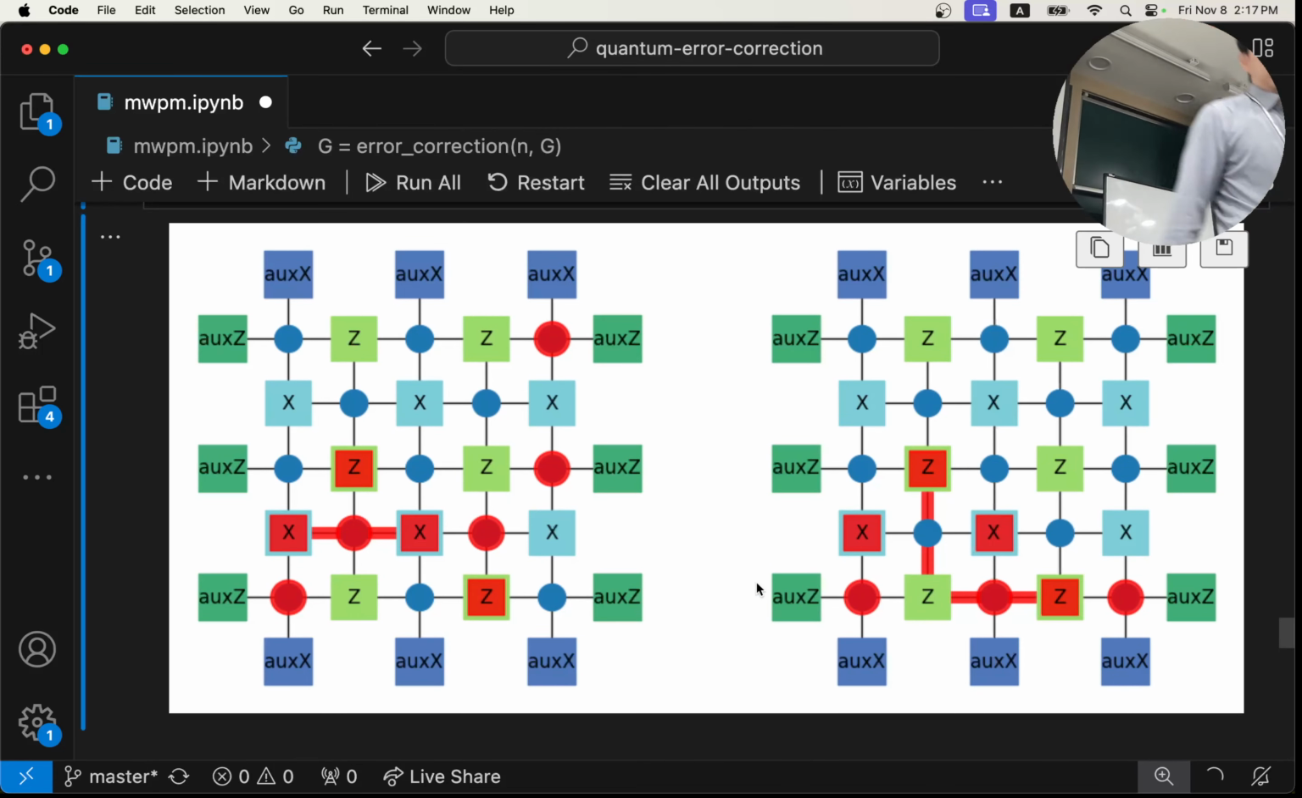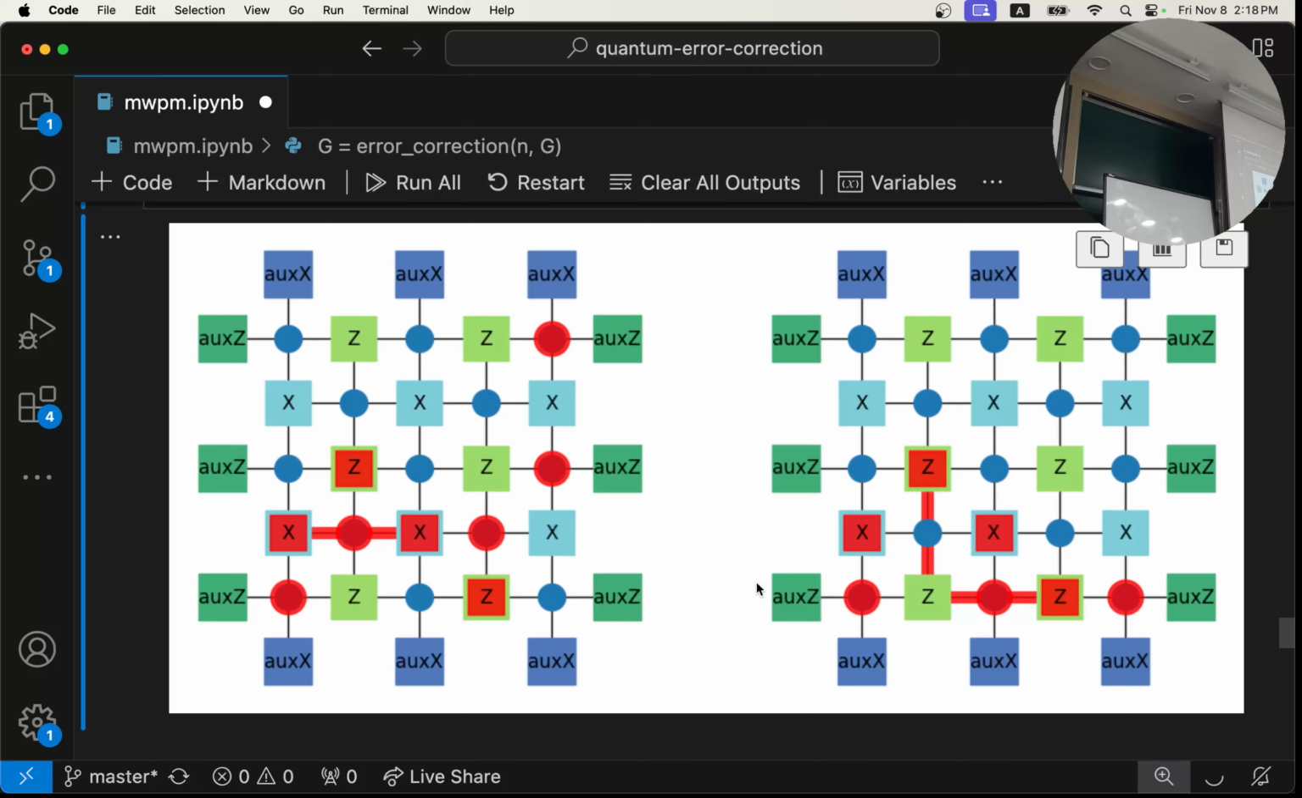So here we have two types of error correction going on independently. In this case, we are trying to correct that. We are assuming that this data qubit is where the Z error has occurred. So we detect this, and when you correct it, this X stabilizer will turn off.